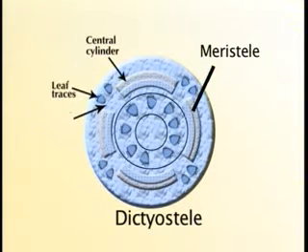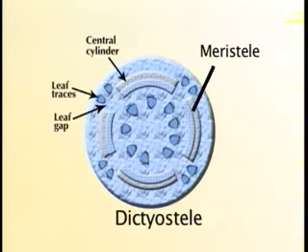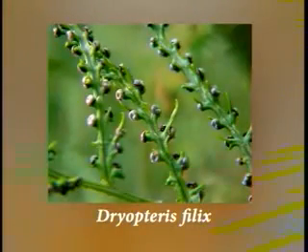These meristeles in a transverse section appear arranged in a ring. Such a stele is known as dissected siphonostele or dictyostele. In a dictyostele, each meristele has the general structure of a protostele. It is found in some species of Dryopteris.